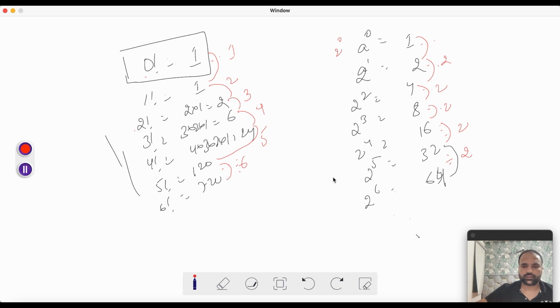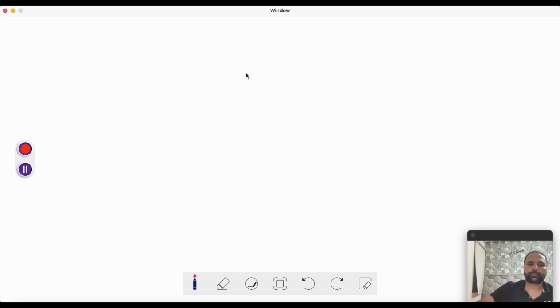Now this is more analysis based, or observation based, but we can prove it mathematically as well. So let's do it mathematically. Again, I'll try to do some correlation so that you understand it in a much better manner. Let's take 5 factorial over here, and x factorial over here, and let's draw a line in between.